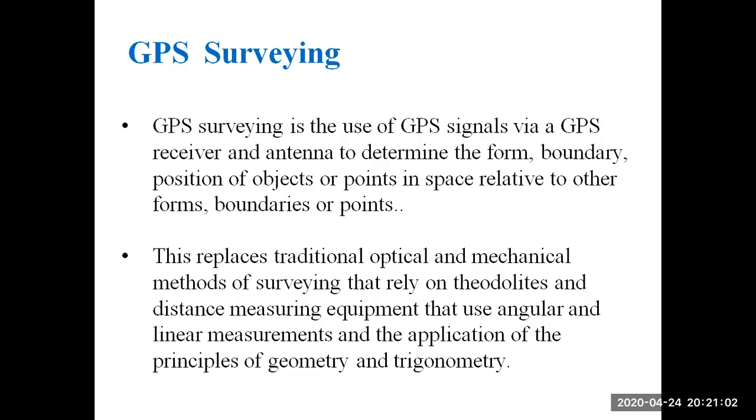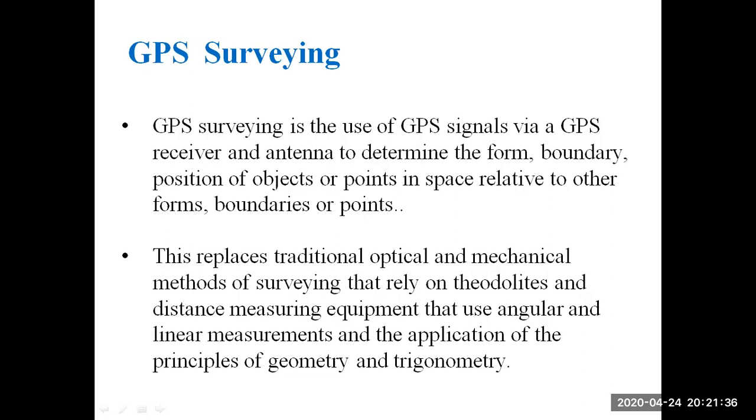So in GPS surveying, we receive signals from the GPS receiver and antenna to determine the form of the objects or boundaries of the objects or points, or position of the objects or points. This replaces traditional optical and mechanical methods of surveying that rely on theodolites and distance measuring equipment that use angular and linear measurements and applications of the principles of geometry and trigonometry.